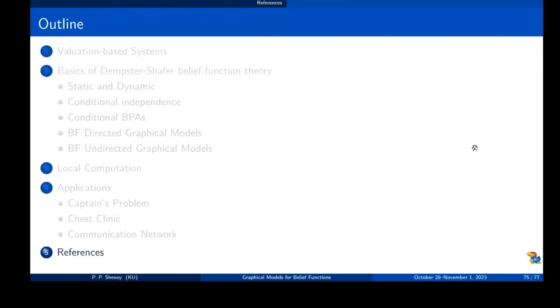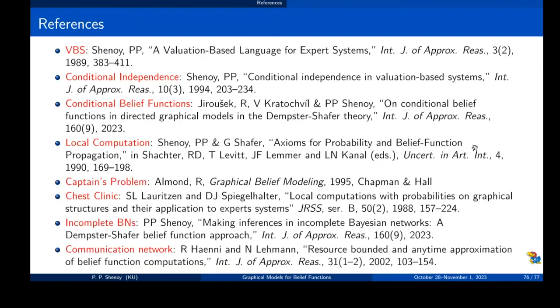And the references. So these are all the references. I did this in 89, conditional independence was done in 94. This is more recent, conditional belief functions. It was presented last year at the belief function conference. Local computation was done a long time ago with Glenn. This goes back to 1990. Actually, this is the axioms paper, but our method for finding it was done in 87. It precedes the Lauritzen-Spiegelhalter algorithm, which was published in 88.